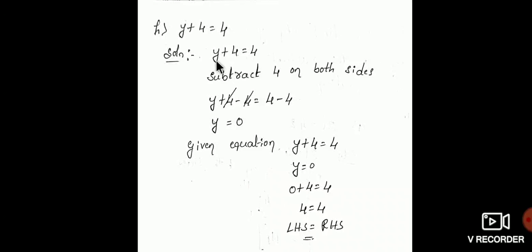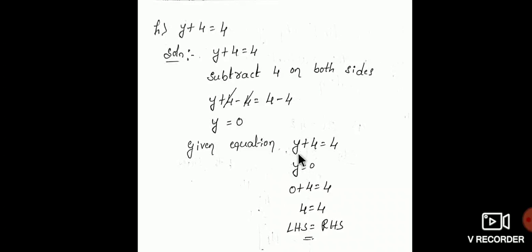So they given y plus 4 is equal to 4. Subtract means y plus 4, subtract means minus 4. Minus 4 is equal to 4 already given, minus 4. y plus 4 minus 4 gets cancelled. That means plus 4 and minus 4 go away, and 4 minus 4 gives 0. Then here 4 minus 4 is equal to 0.